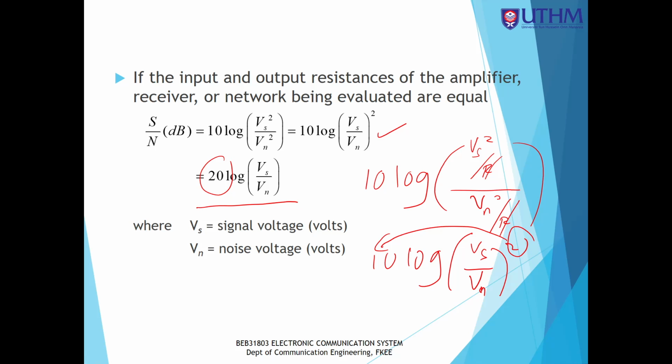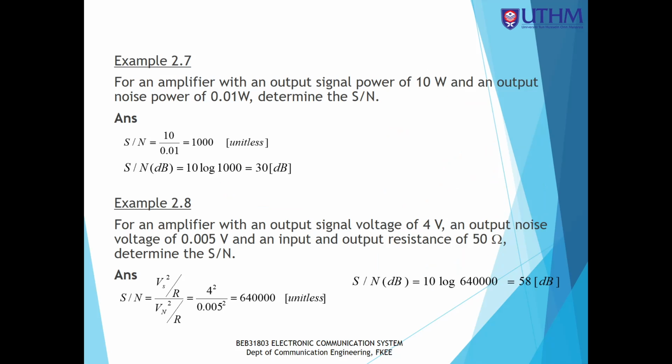Okay, so this is the example for an amplifier with an output signal power of 10 watt and output noise power of 0.01 watt. Determine the signal to noise ratio. So you are given S in watt, and N, the noise power, in watt. So S divided by N, you are going to get a signal to noise ratio which is equal to 1000.